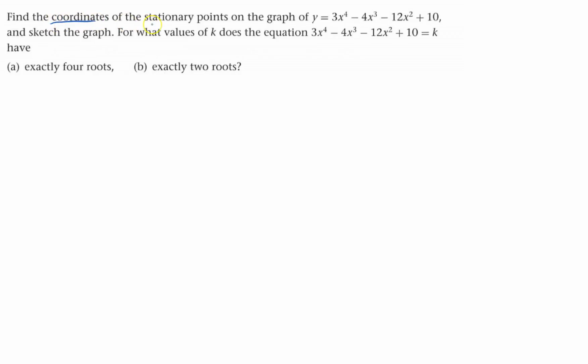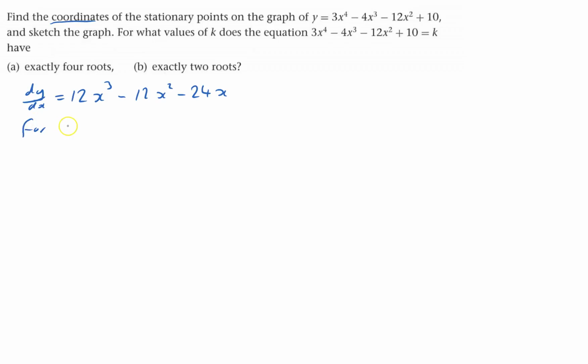Okay, got to find the coordinates of the stationary points. So I'm going to have to differentiate it. So dy by dx equals 4 comes down by 3, that'll be 12x cubed minus 12x squared. I always have to keep moving the pen to do this as well. Minus 24x. And 10 will disappear.